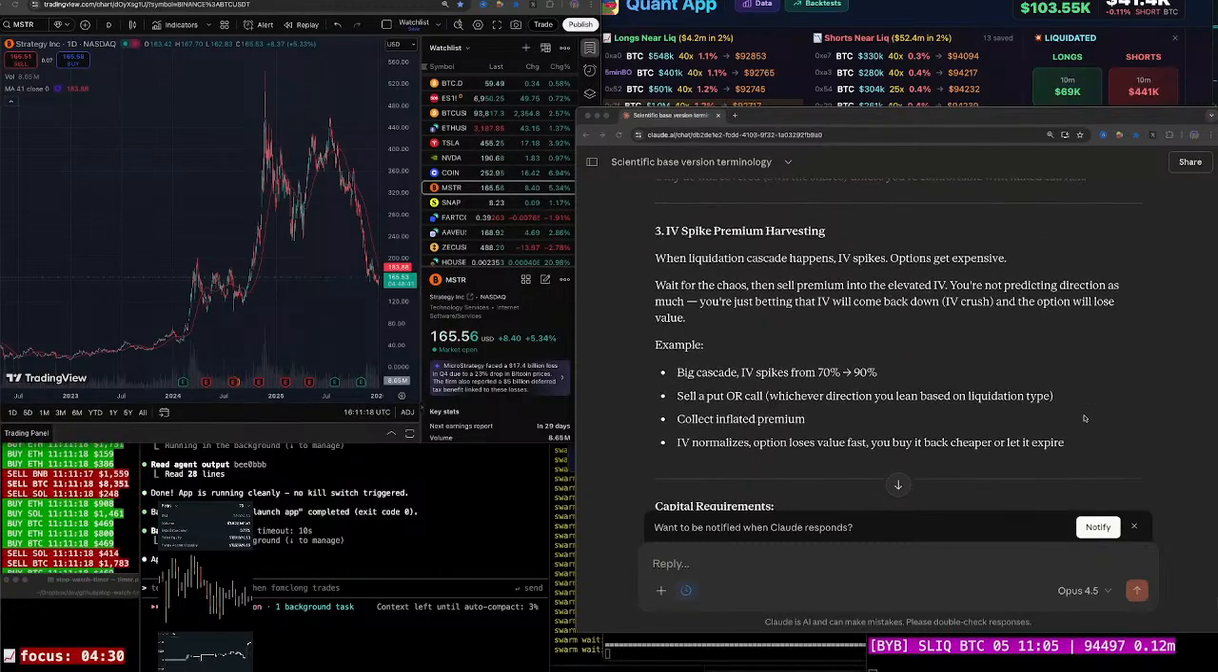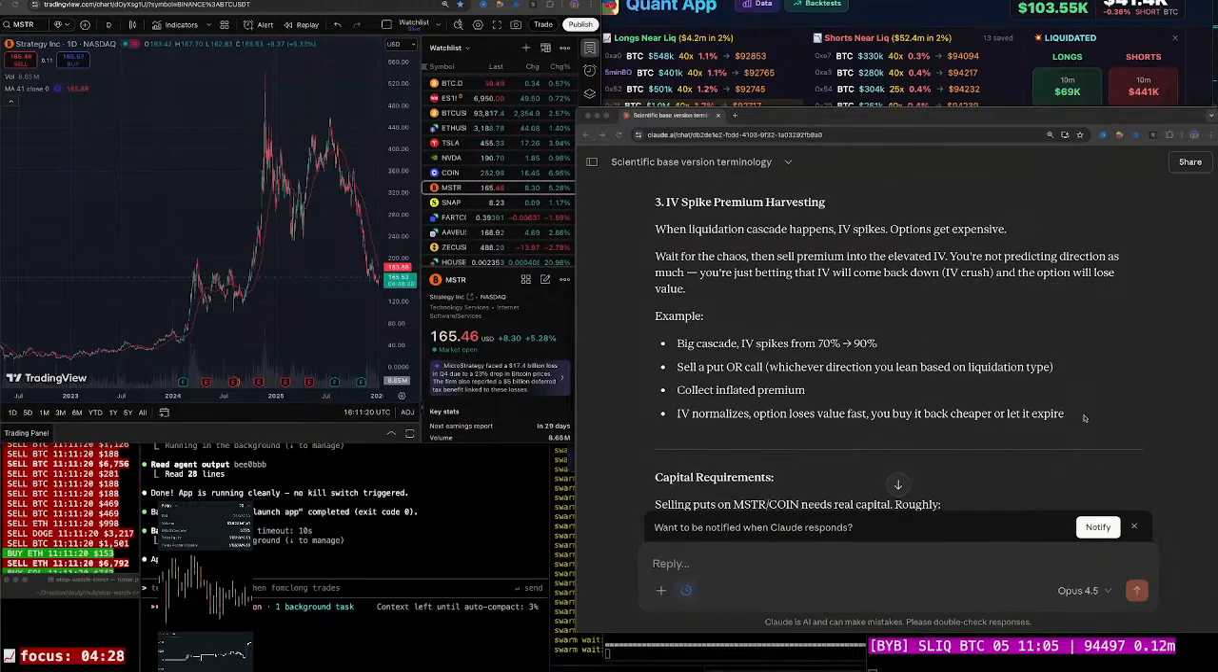IV spike premium harvesting. When liquidation cascades happen, IV spikes and options get expensive. Wait for the chaos, then sell premium into the elevated IV. You're not predicting direction as much. You're just betting that IV will come back down. IV crush, and the option will lose value. Example, big cascade, IV spikes from 70 to 90. Damn, sell a put or call.